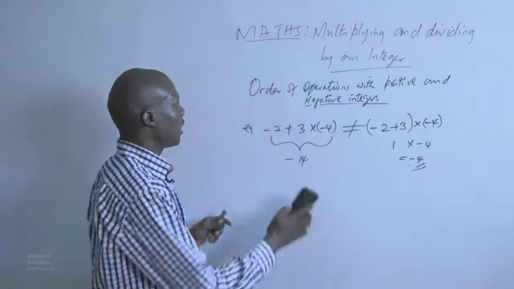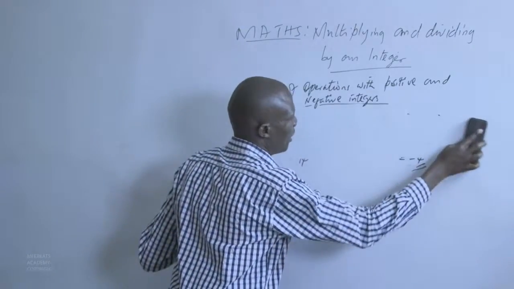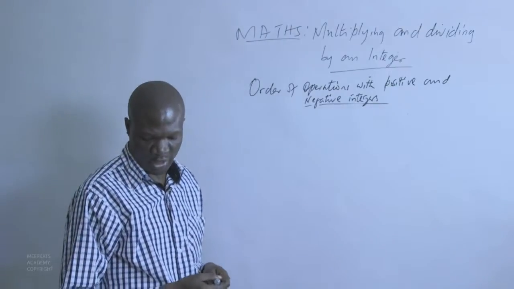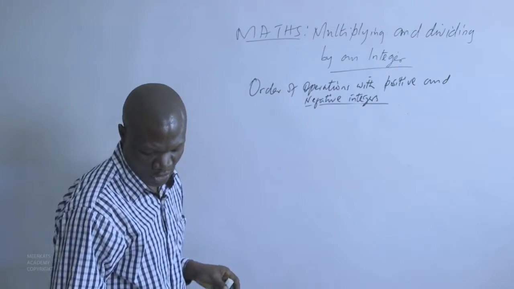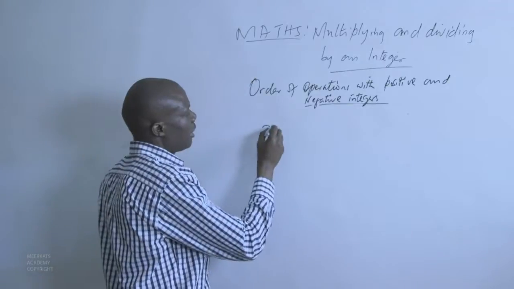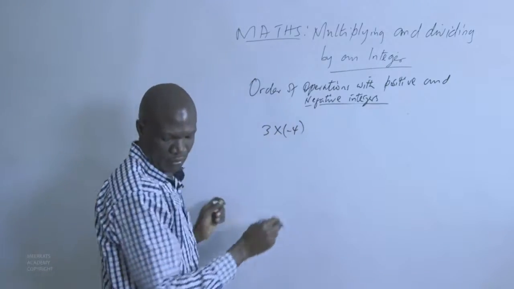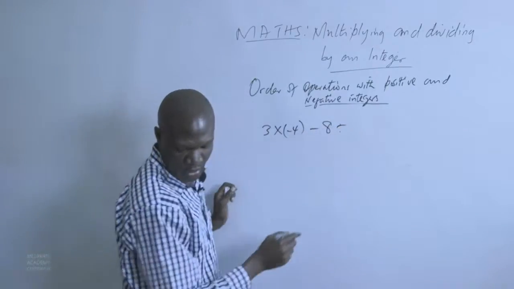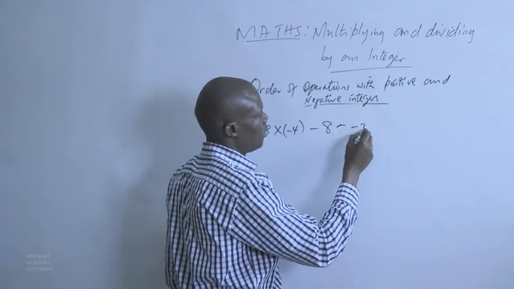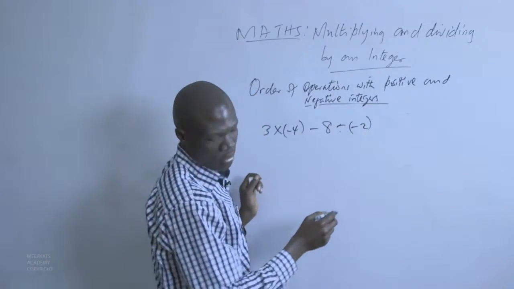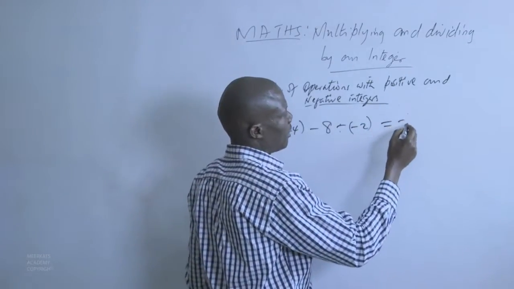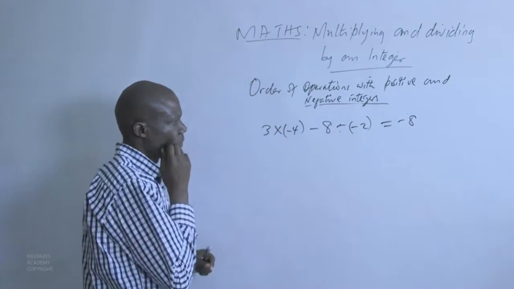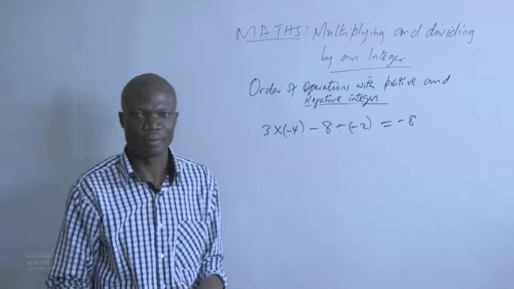I want you to discuss this. Discuss with your colleague: 3 times negative 4 minus 8 divided by negative 2, and it's telling us the answer is 8. Discuss it.